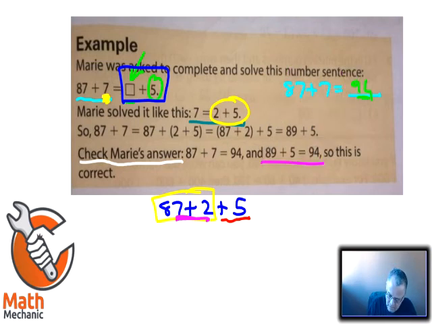So then they say this is correct, because on the right hand side, if you do that association or the grouping, you get 94, and on the left hand side we got 94. So now we have 94 is equal to 94, and that is the bottom line of number sentences or equations in later grades: you've got something where the left hand side equals the right hand side.